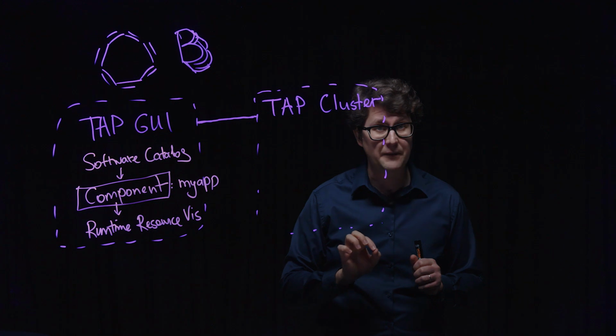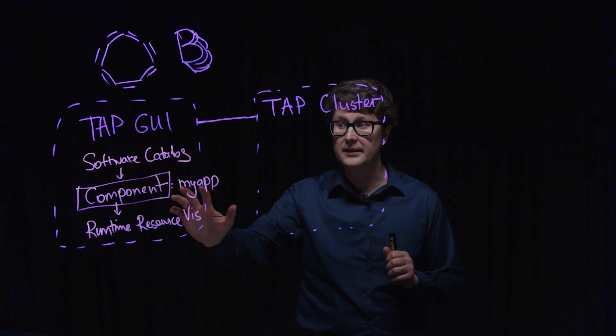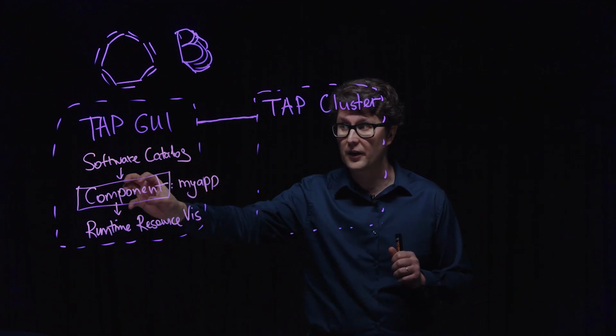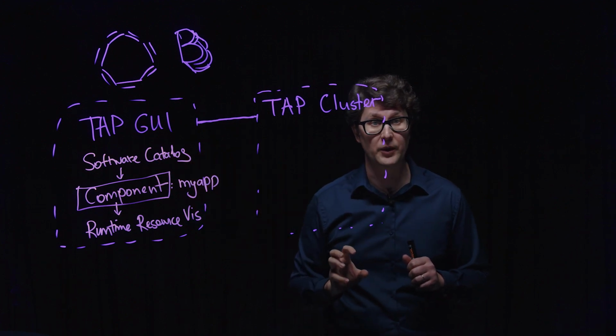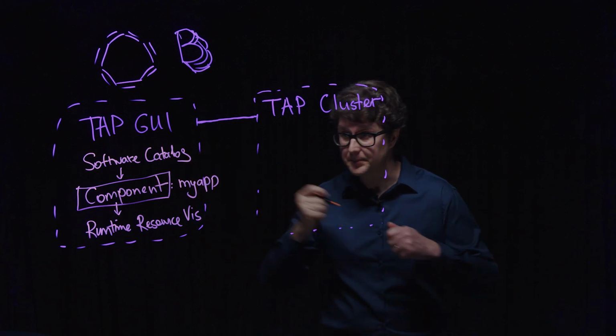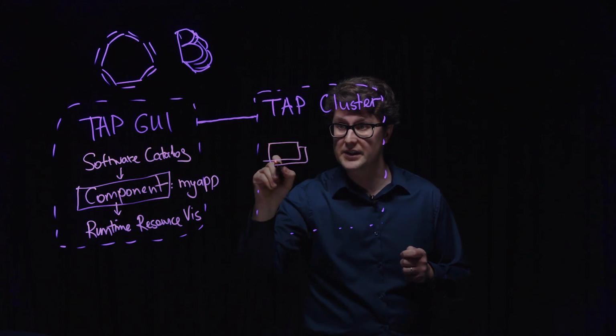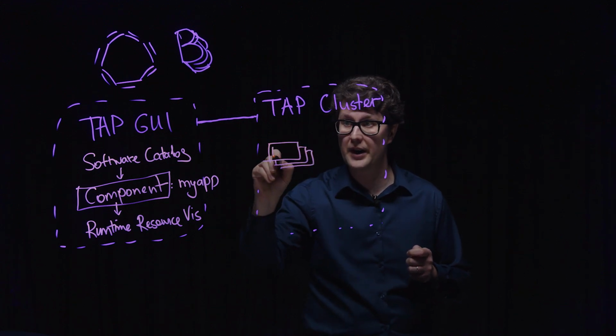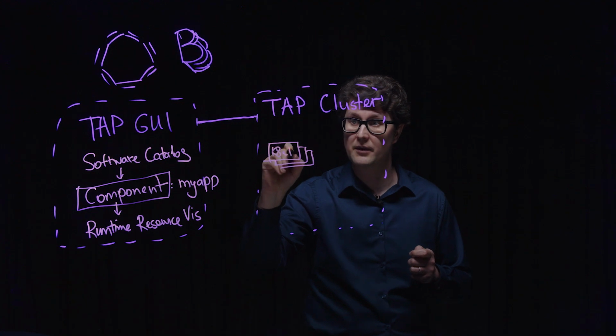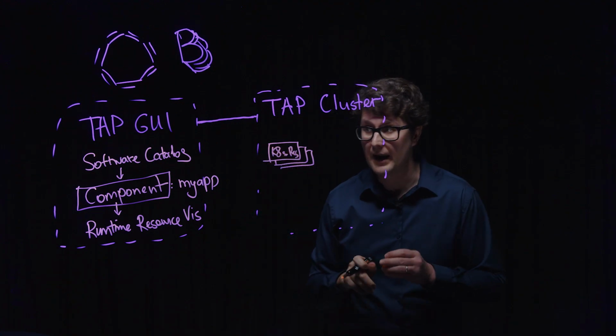Now, on that TAP cluster, we can have all types of different Kubernetes resources. But what we're specifically looking for is something that corresponds to the component that we're looking at. And I will denote some of these Kubernetes resources here.